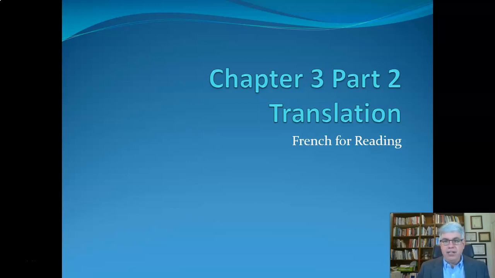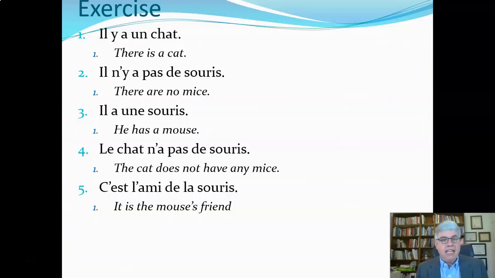Let's look at the translation for the second set of exercises for chapter 3. Il y a un chat. So here we have that expression, il y a, the impersonal expression, there is a cat. Il n'y a pas de souris. And so here we've got the il y a with the ne pas around it. That y is a pronoun, and we put the ne in front of the pronoun and the pas after the conjugated verb a to make it negative. So that means there are no mice.